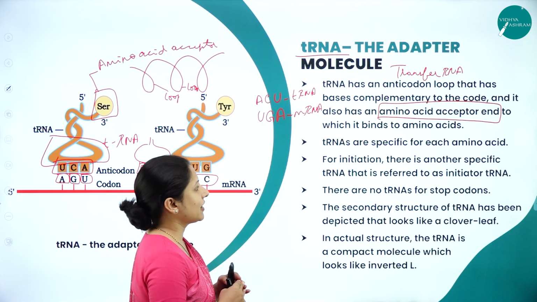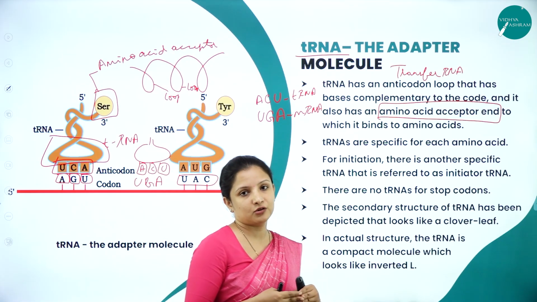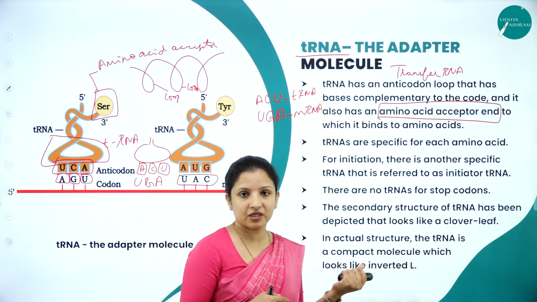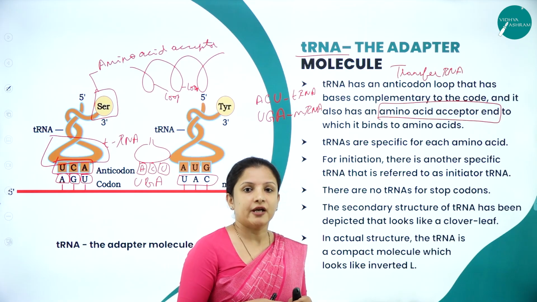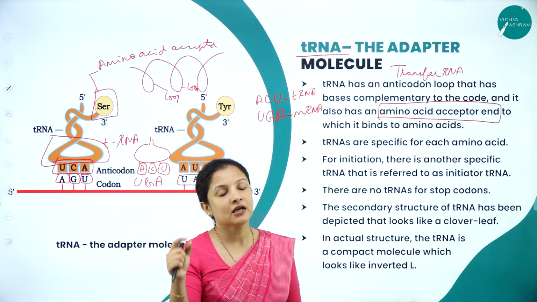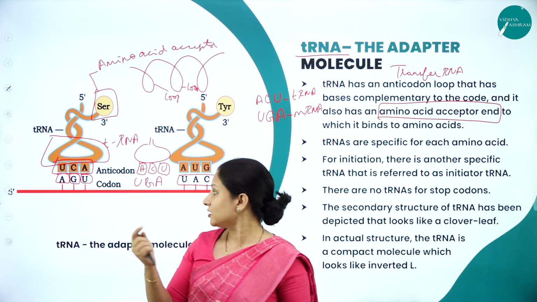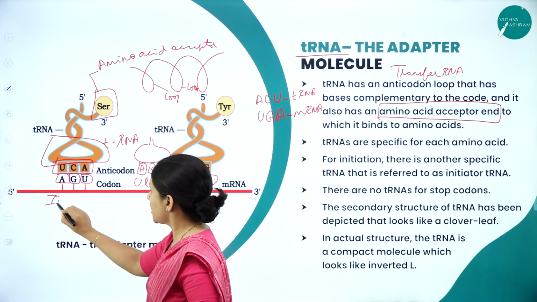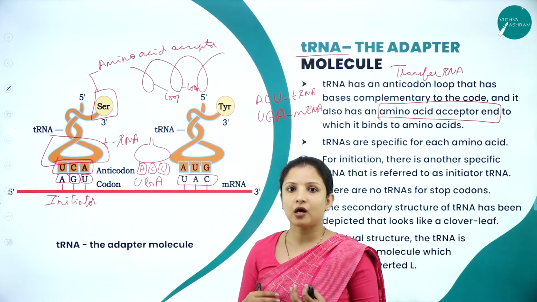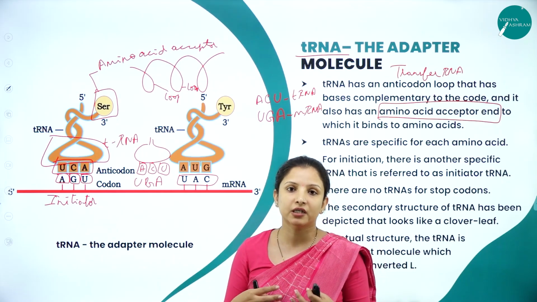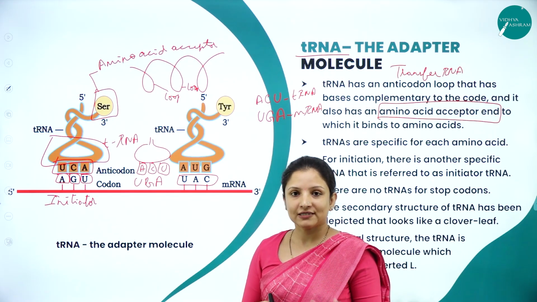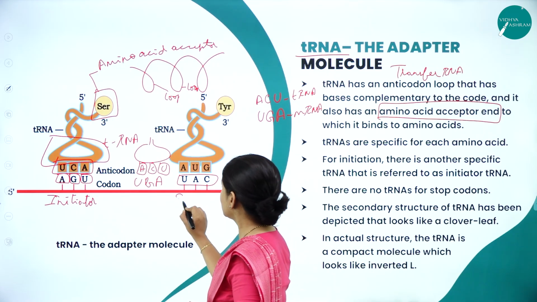And for initiation, there is another specific tRNA that is referred to as initiator tRNA. We had learnt in the previous session that on the mRNA strand or on the DNA strand, there are initiator codons and there are terminator codons. So for example, this AGU is the initiator codon. If you don't know about it, you can go to the previous session wherein we learnt about the genetic code. Have a look at it. And UAA, UGA, UAG, all these are the stop codons.